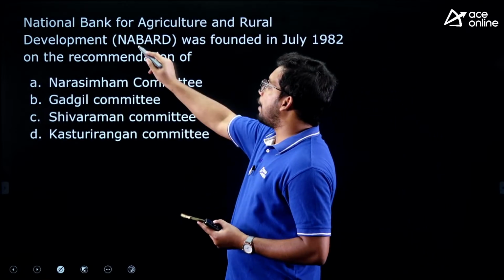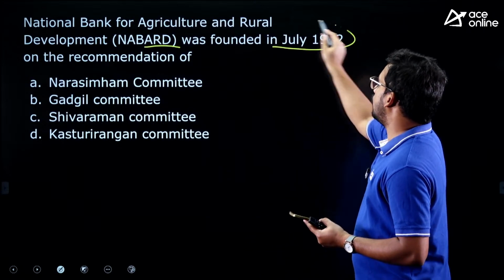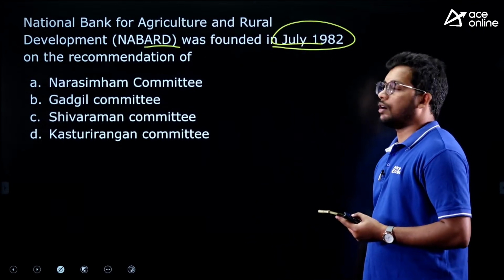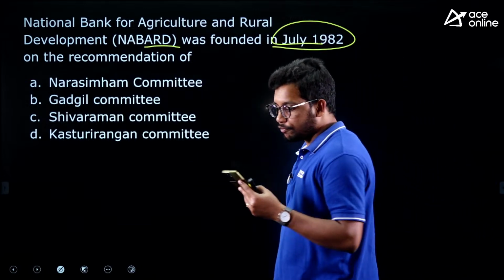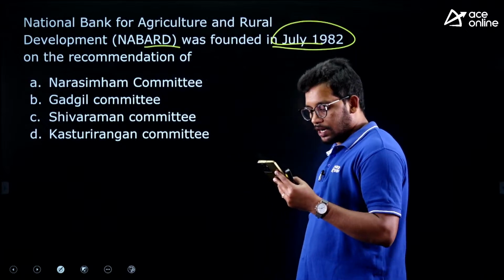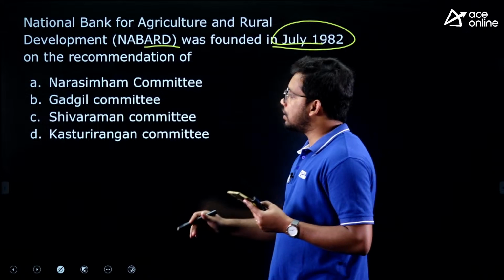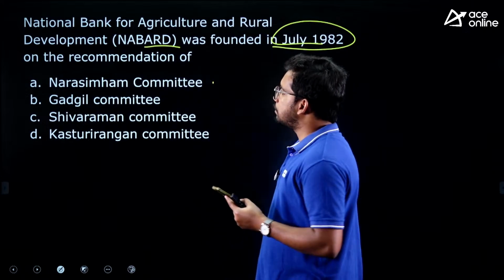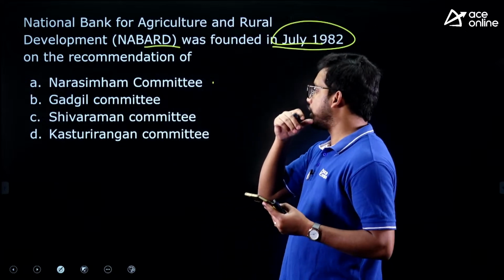Next question. NABARD, the National Bank for Agriculture and Rural Development, was founded in July 1982. So this was formed on the recommendation of which committee? Jahnavi and Info Reader have answered it correctly. Very good. Under which committee's recommendation was this formed? Narsimham Committee, Gadgil Committee, Shivaraman Committee, Kasturi Rangan Committee.